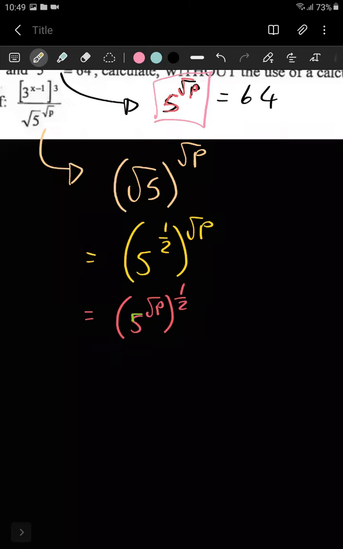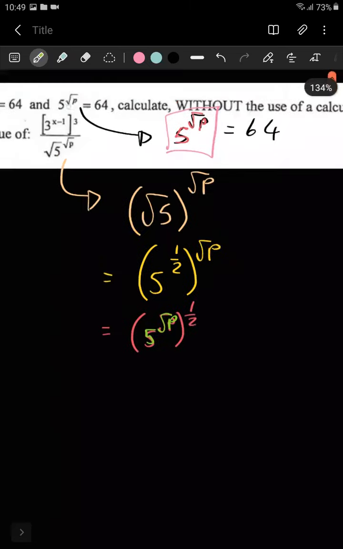The moment we do that, we automatically have explicitly what we are given in our expression. What they gave us was 5 to the power of square root of p, and here we clearly have 5 to the power of square root of p, and then that's to the power of a half, which is fine. So we know this bottom part, we rewrote it like this, and then like this. Can you see we haven't done anything here? We have just written it in a different way.